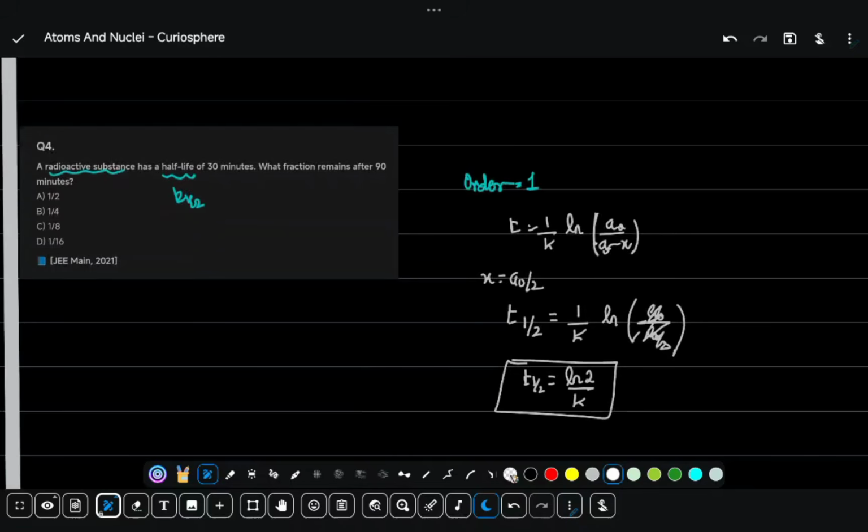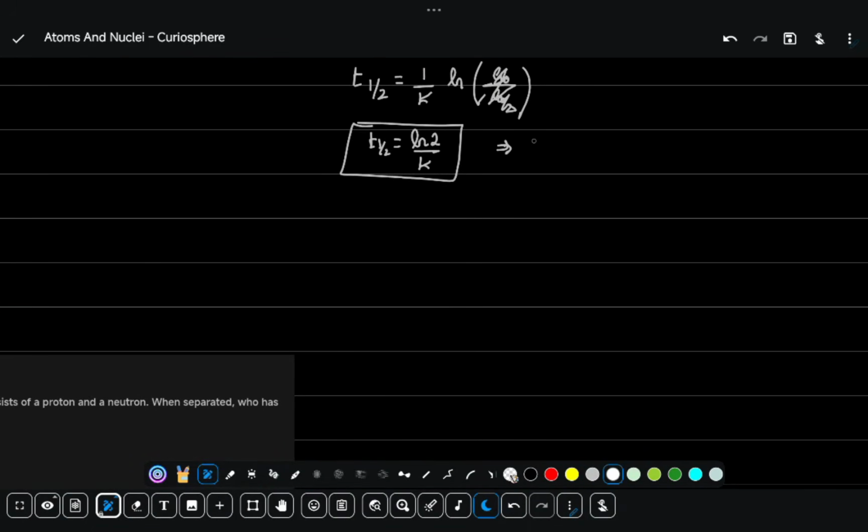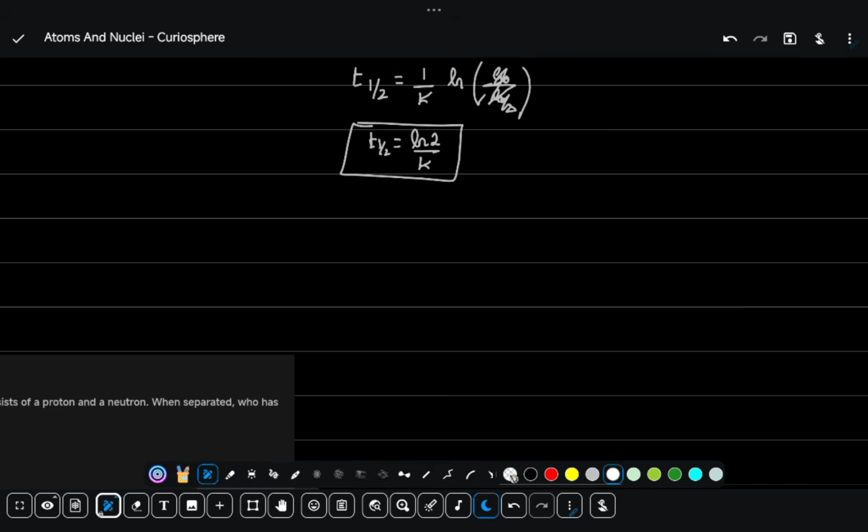This is the formula. And what is T half given as? 30 minutes. So you get 30 by ln 2 equals 1 by K. Keep this as 1 by K itself, for convenience, you will get to know in a while. Oh sorry, wait. 1 by K is equal to 30 by ln 2.